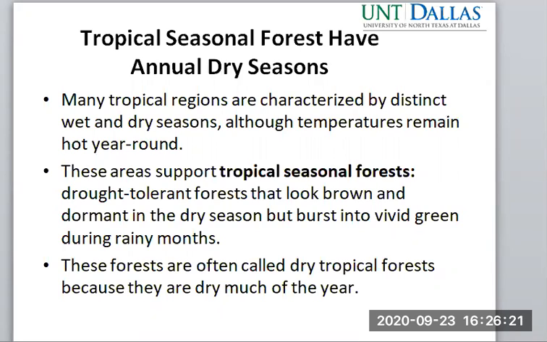The areas that support tropical forests include the drought-tolerant forests that look brown and dormant in the dry season, but burst into vivid green during the rainy months. These forests are often called dry tropical forests because they are dry almost all of the year. One point you have to keep in mind is that soils of these dry forests have higher nutrient levels and are agriculturally more important than those of the rainforest.